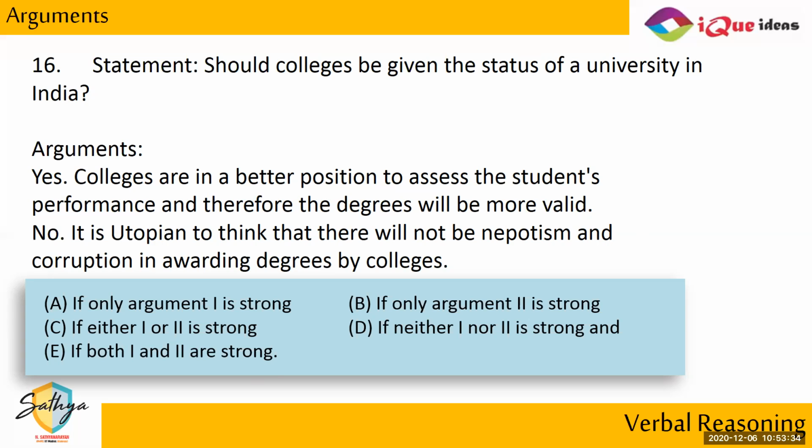So different colleges are all affiliated with a university. Like you have different schools affiliated to a board, right? Schools also conduct exams, but the actual certification exam is the board's. So like that, universities are like the boards for individual colleges. So should the colleges be given the status of university in India?